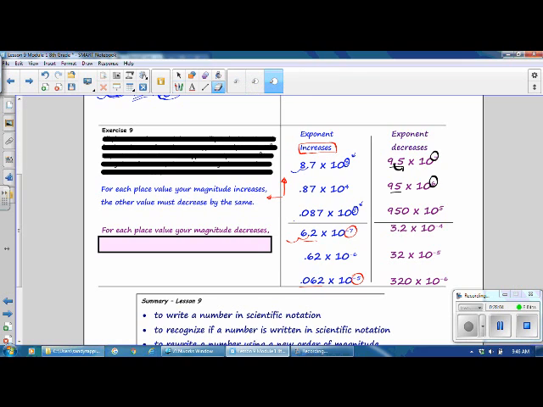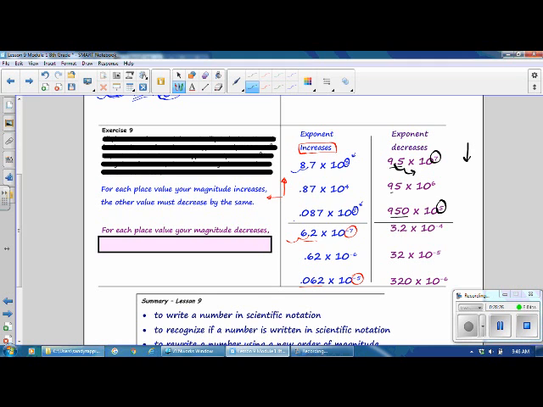What about if you're decreasing it by 2 place values? So we're going from 7 to 5. Did I say increase? I meant decrease. So when we are decreasing our place value by 2, then our decimal needs to increase by 2. So our decimal moves 2 places.